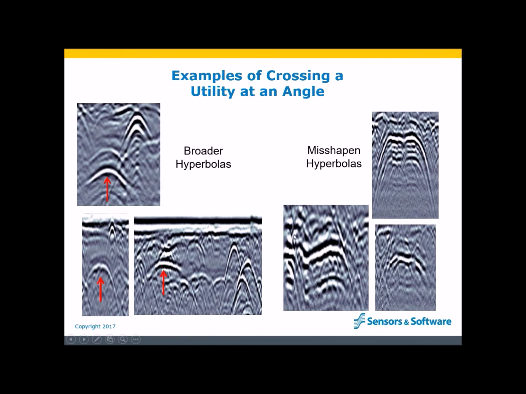Misshapen hyperbolas may indicate that you or the utility are changing direction. To determine the path of the utility, there is more work to do if you get results like this.